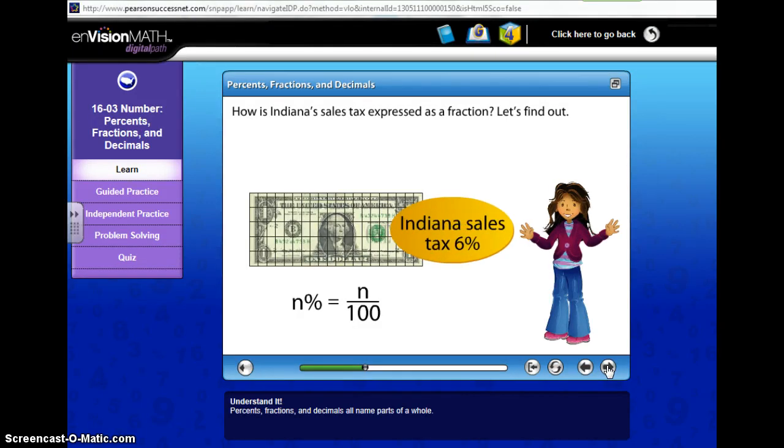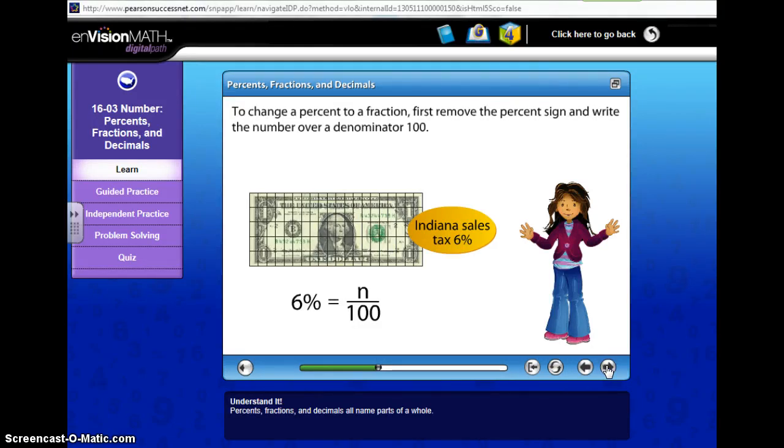So, in Indiana, sales tax is expressed as a fraction. They say sales tax is 6% of the item that you buy. So that means 6% is what number over 100? 6. 6 over 100. Good. So now if we wanted to change this 6 over 100 to a fraction, what would we do? Put the 6 and then a slash and then 100.